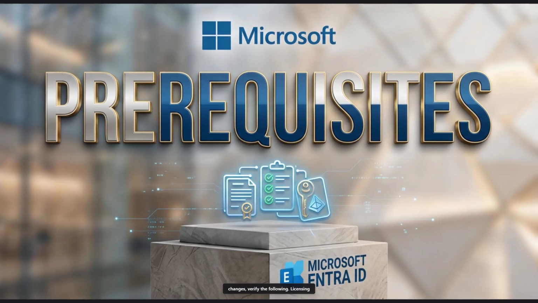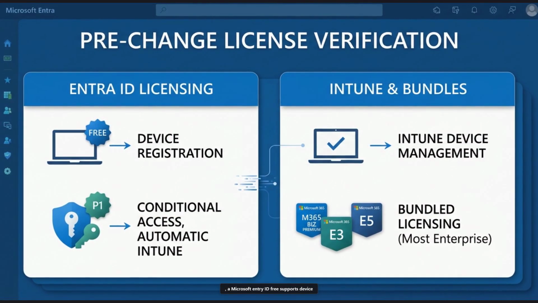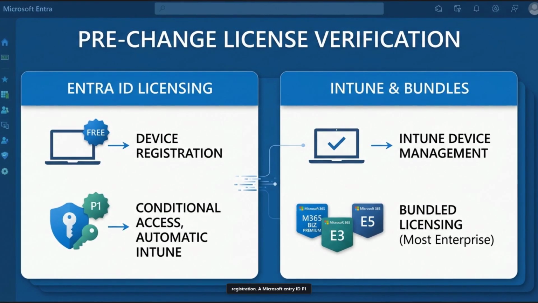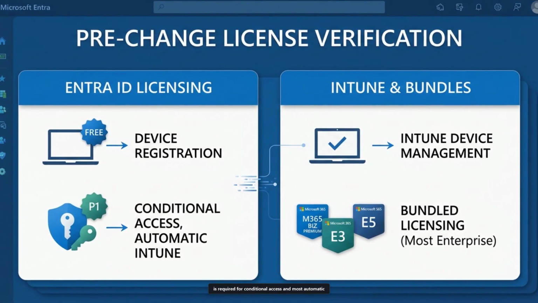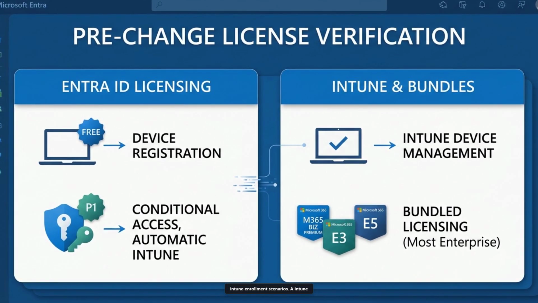Before making any changes, verify the following. Licensing. Microsoft Entra ID Free supports device registration. Microsoft Entra ID P1 is required for conditional access and most automatic Intune enrollment scenarios. Intune device management requires appropriate Intune licensing. Microsoft 365 Business Premium, E3, or E5 includes the licensing required for most enterprise deployments.